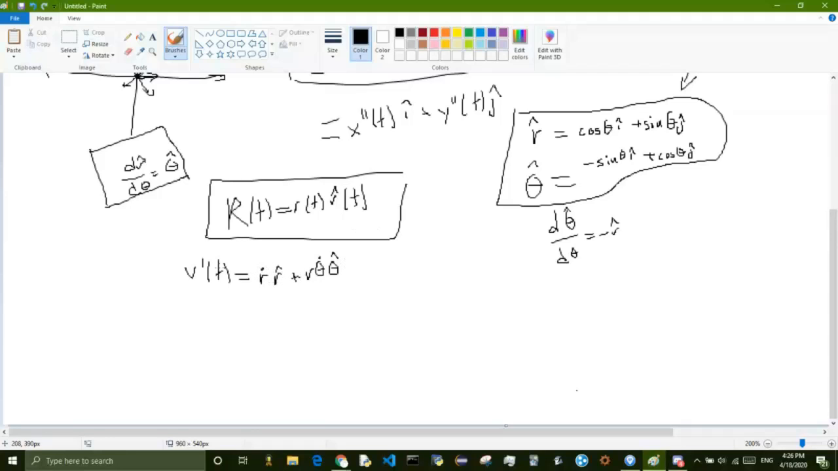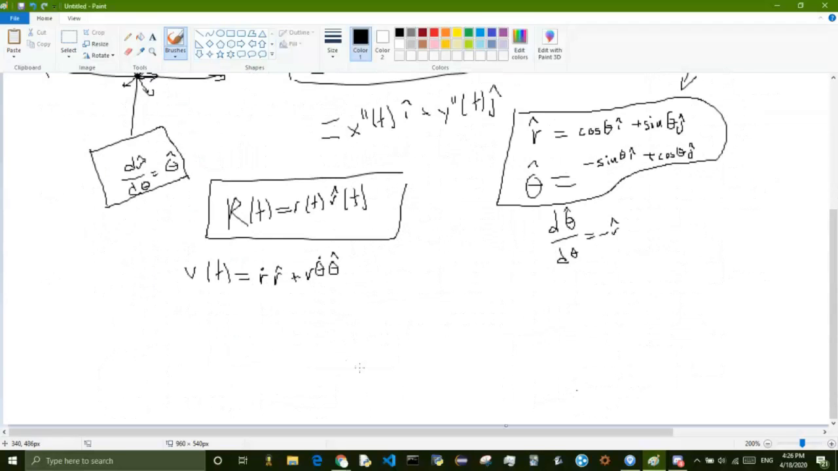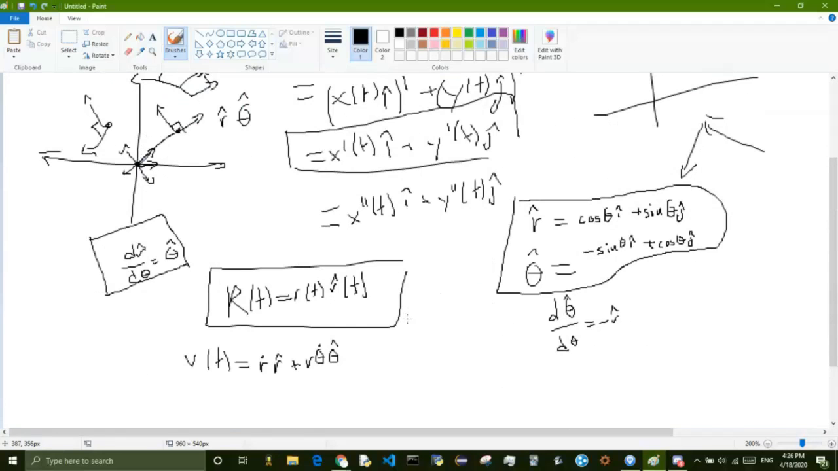So what we arrive at is something very interesting. We've rederived, rather I should show this. The velocity of an object, or rather, this is not velocity prime, that would be acceleration. This is simply just velocity. The velocity of an object is simply how fast it's moving in the r hat direction, plus r times how fast it's moving in this direction, right? That's the velocity of it.